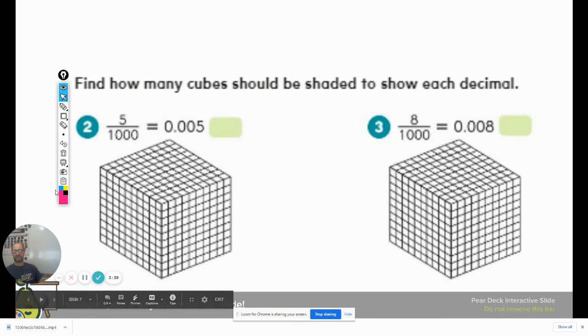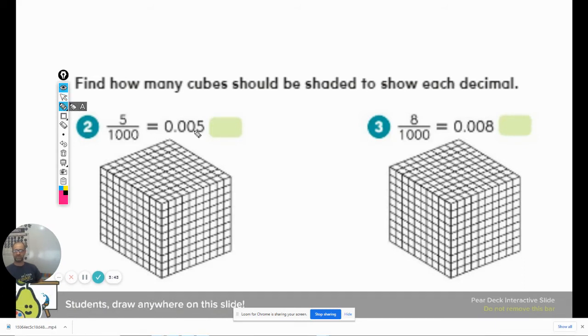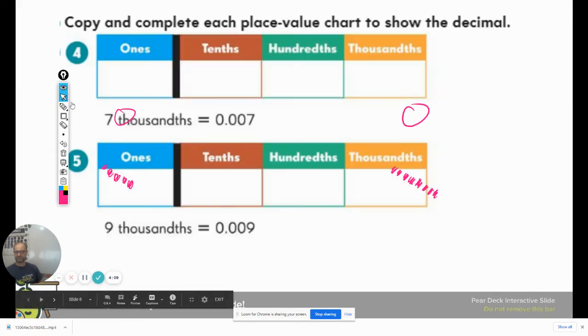Find out how many cubes should be shaded to show each decimal. All right, well, yeah, 5, 1. Guess what? It's 5, and it's 8. 1, 2, 3, 4, 5. This is why I don't have an art degree. 1, 2, 3, 4, 5, 6, 7, 8. There you go. Yeah, you guys have good art teachers. You wouldn't want me as an art teacher. All right, moving on.